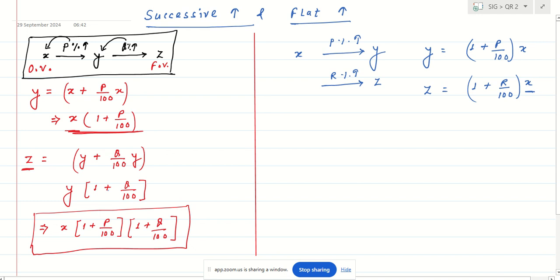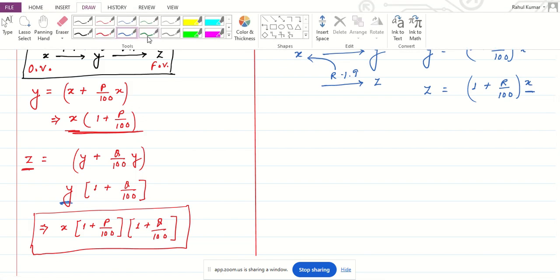Look here, where I said into y on this side, it was because it was a successive increment. But here, the p percent of what? Initial value, that means the original value. R percent of what? Of the original value. That's all the difference. If decrement, put minus: 1 minus p percent. If increment, put plus.